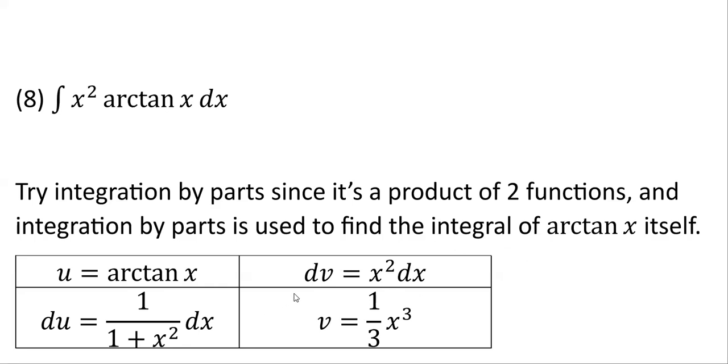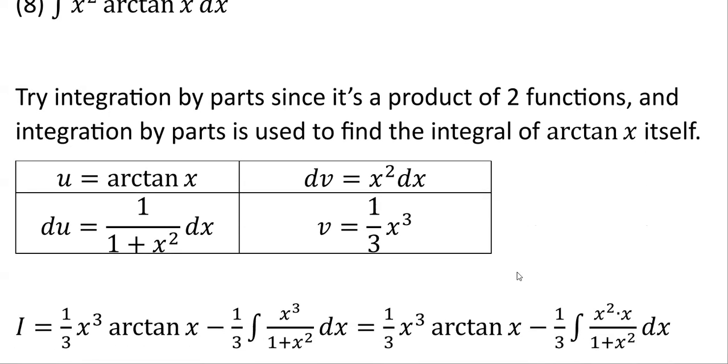Again, why don't we choose dv as arctangent x? Well, that's a hard integral to evaluate. You need integration by parts to evaluate that. So choose u as arctangent x and try that first. If it doesn't work, then maybe try dv as arctangent x. Don't make your life harder than it needs to be.